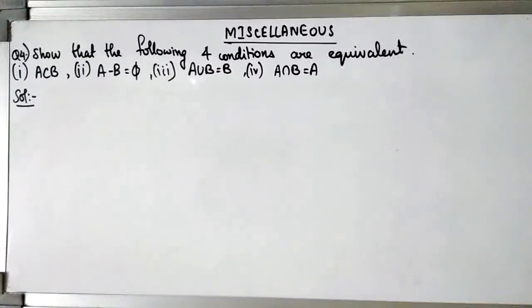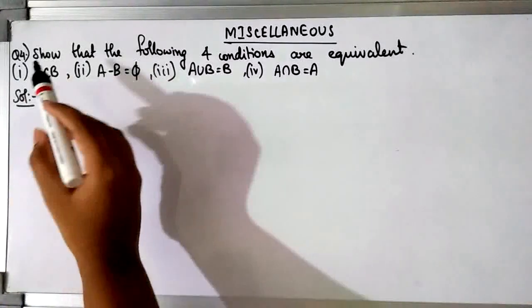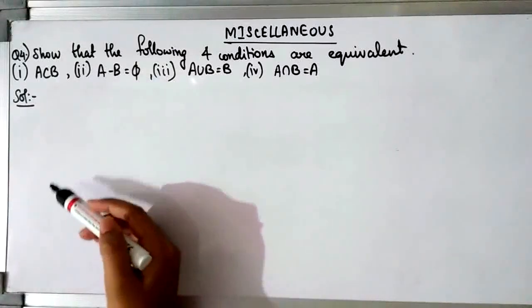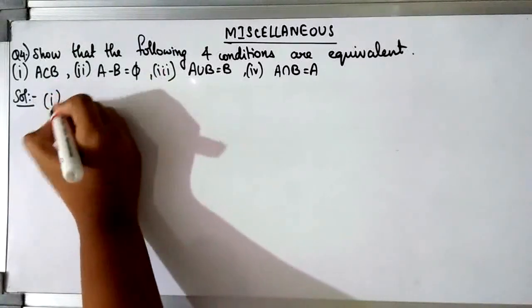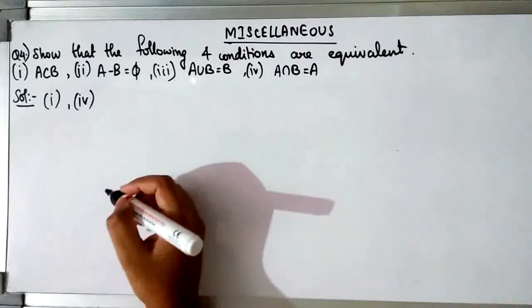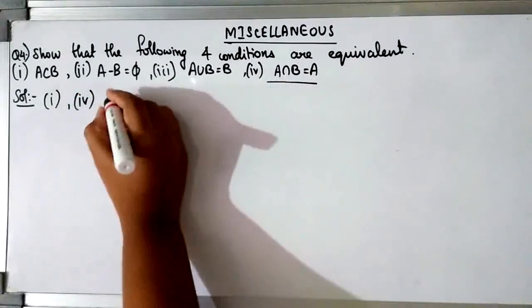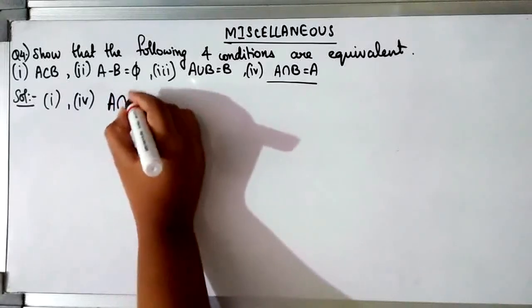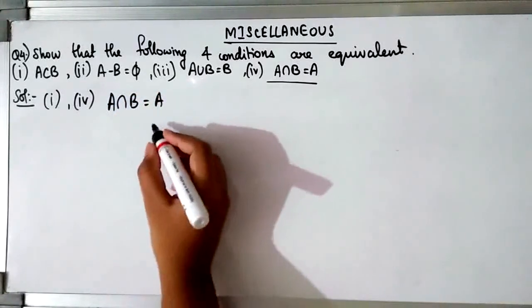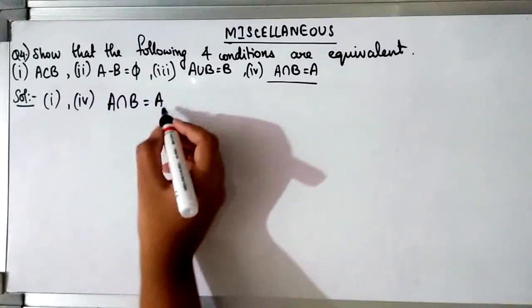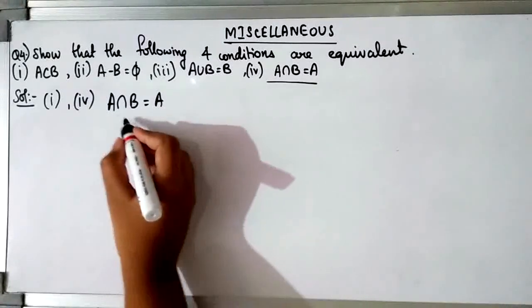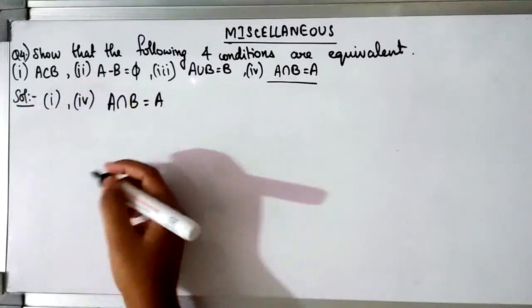Now in the previous two conditions we proved that first and second are equivalent, then first and third are also equivalent. Now let's prove that the first and the fourth conditions are equivalent. Let's take this one, that is A intersection B is equal to A. Now we will take this condition and prove that in this A intersection B, which is nothing but set A itself, A will be a subset of B.